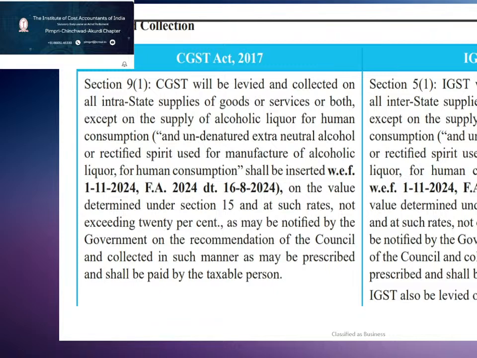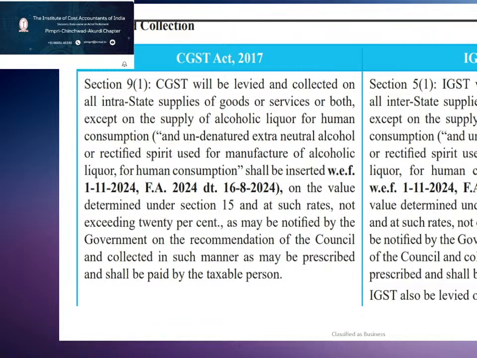In Section 9, which is levy and collection, we have subsections 1, 2, 3, 4 and 5. Subsection 1 is about the forward charge, the same as we have seen here. Subsection 2 is about GST not levied. What is meant by GST not levied? For some certain products, the rate has not yet been fixed by the GST Council or the government.